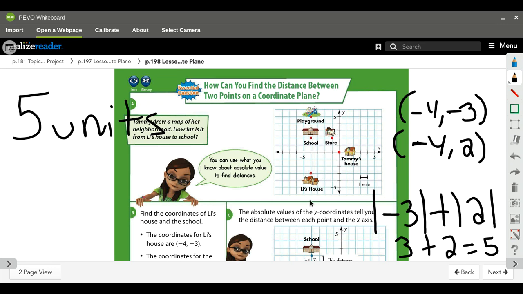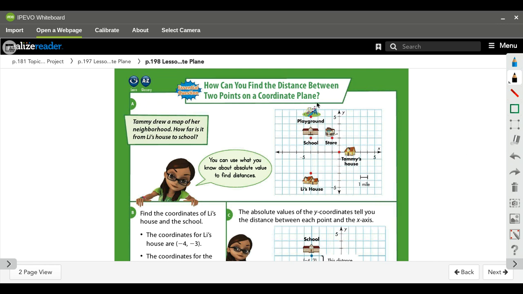All right, so let's take a look at the convince me. It says to find the distance between the school and the playground, would you add or subtract the absolute values of the y coordinates? So let's pull out those coordinates. I'm looking for school and playground. School and playground are in the same quadrant. So because they're in the same quadrant, one way to think about it is same, you subtract.